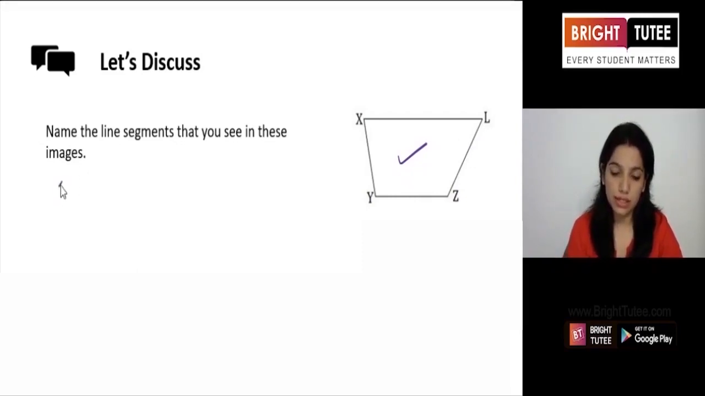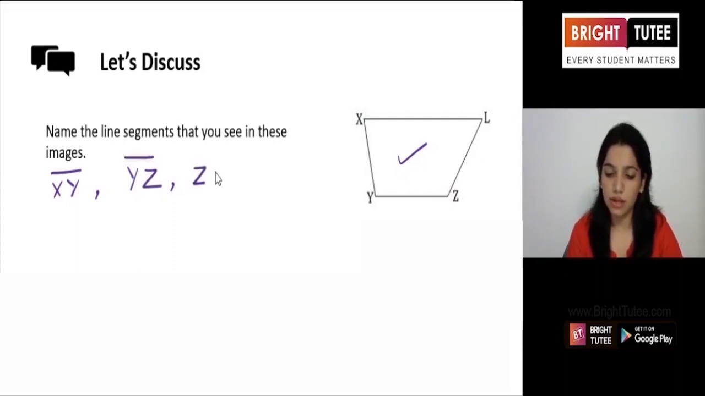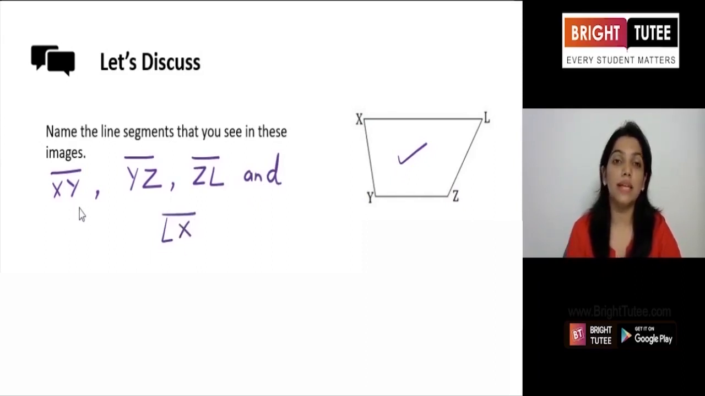So the first that I see here is line XY. And because I'm talking about a line segment, I will draw a bar over it. This is something very important. Now the next one is YZ, again with a bar at the top. Now the next one is ZL, so let's write ZL with a bar on top of it. And the last one that we have here is LX. So these are the 4 line segments that we can see in this image.